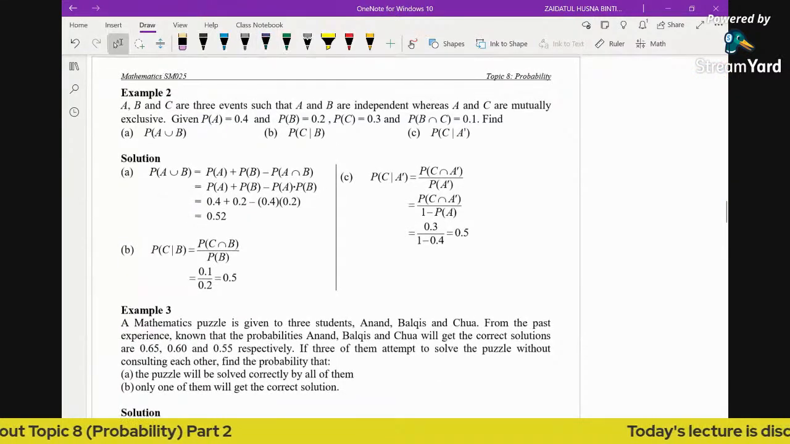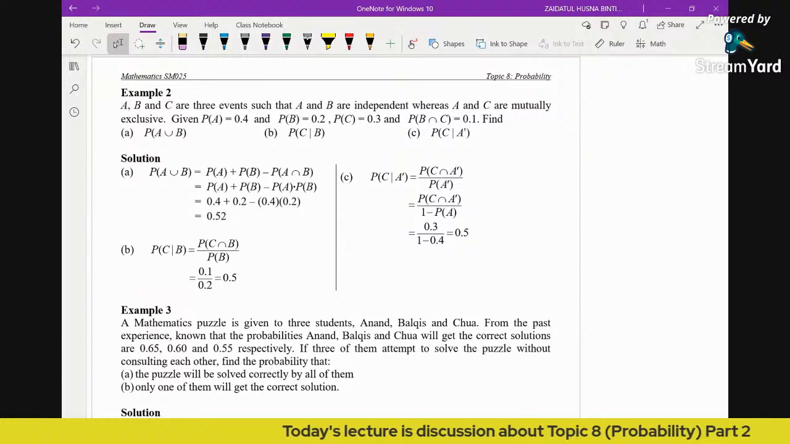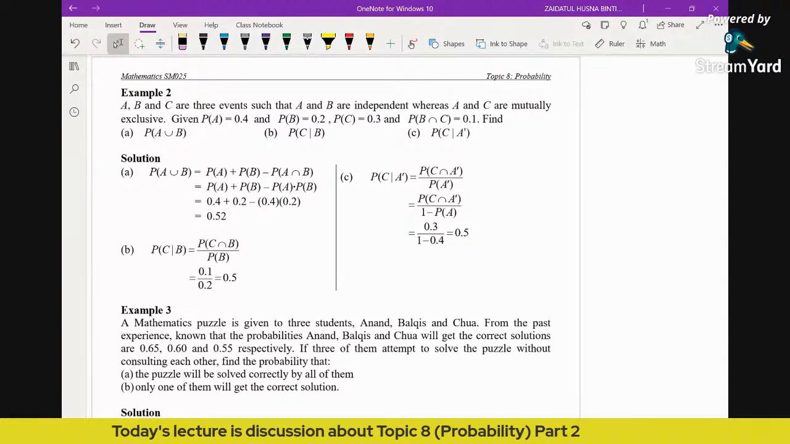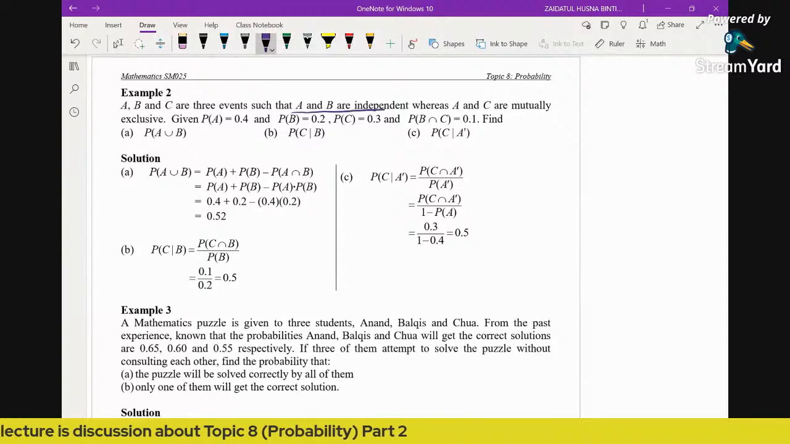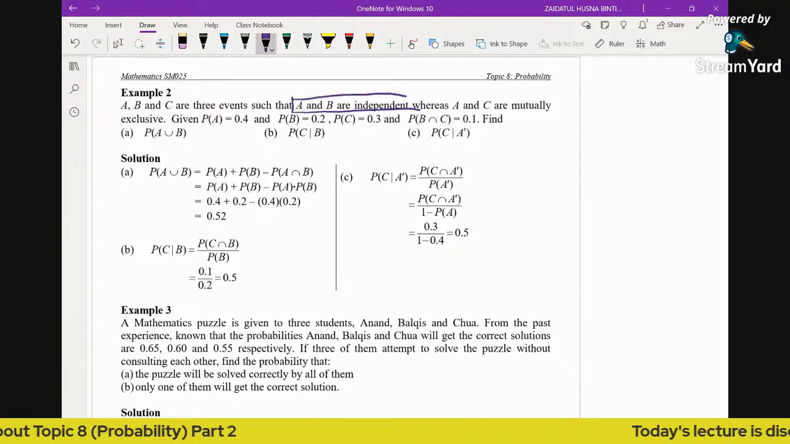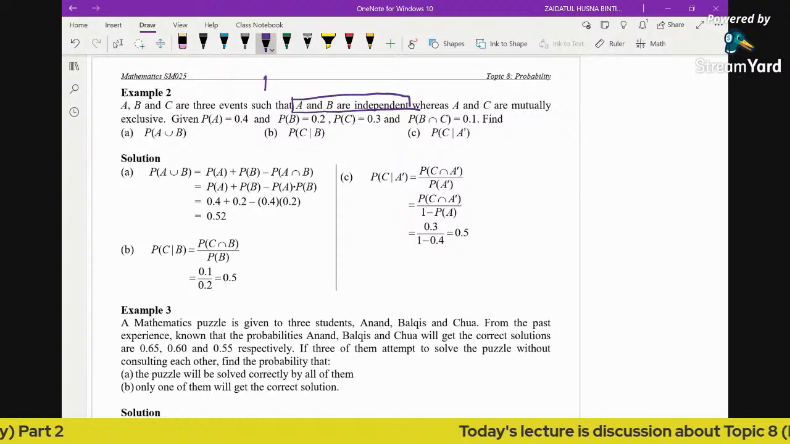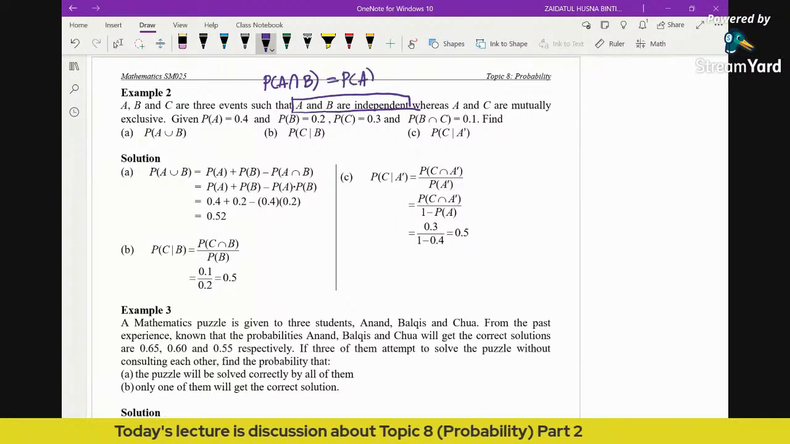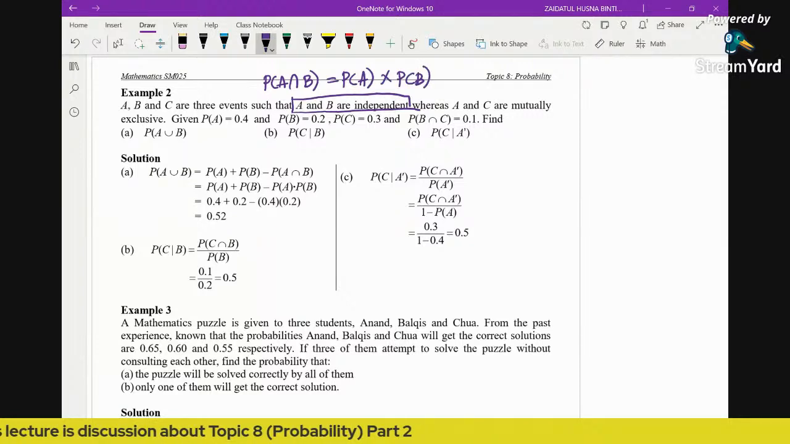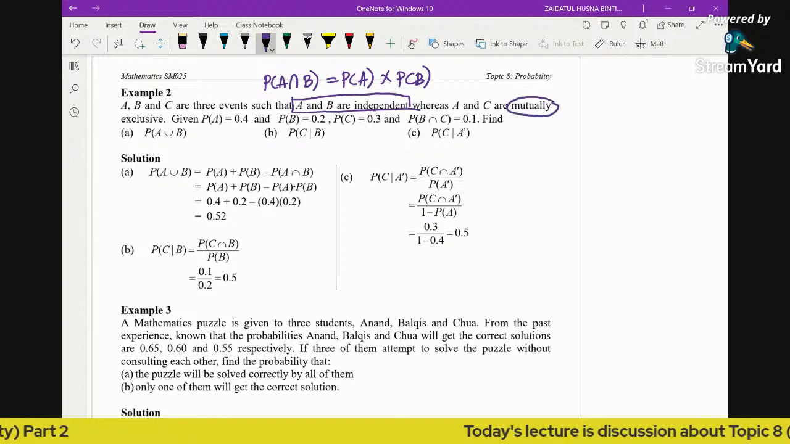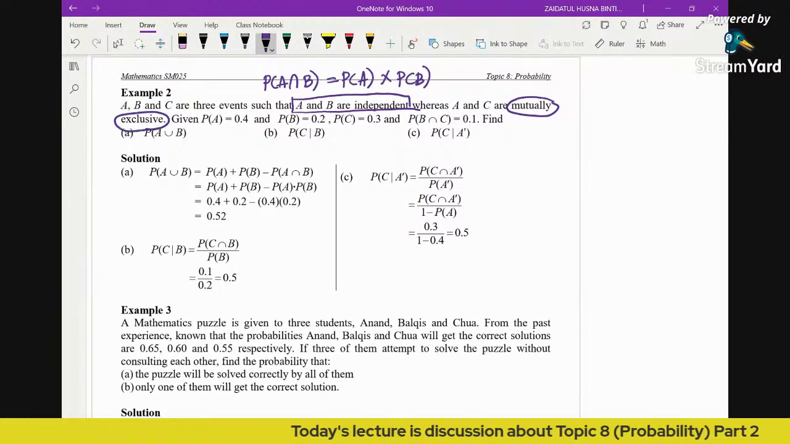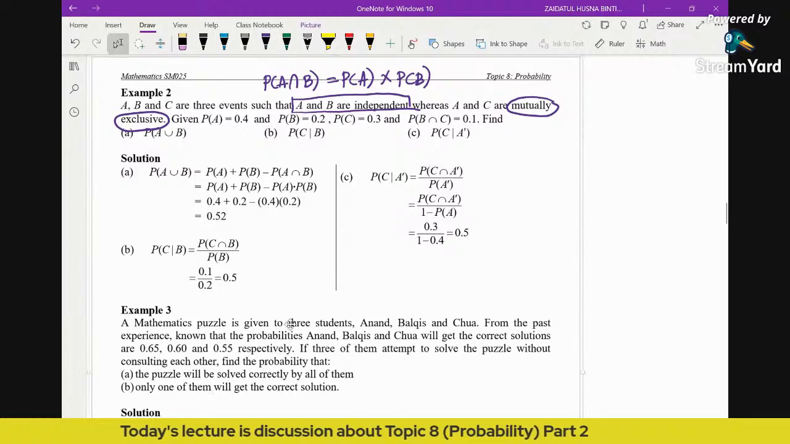Now let's see example 2. A, B, C are three events such that A and B are independent events. When it is stated that A and B are independent, we can straight away conclude that P(A intersect B) equals P(A) times P(B). Where A and C are mutually exclusive. What does mutually exclusive mean? There are two different terms: independent events and mutually exclusive events.